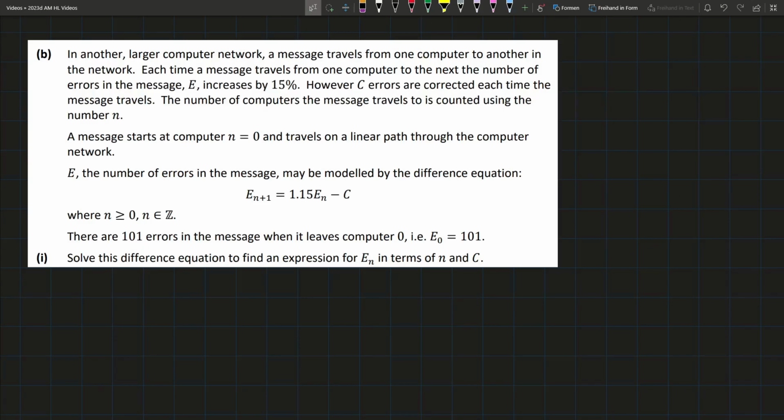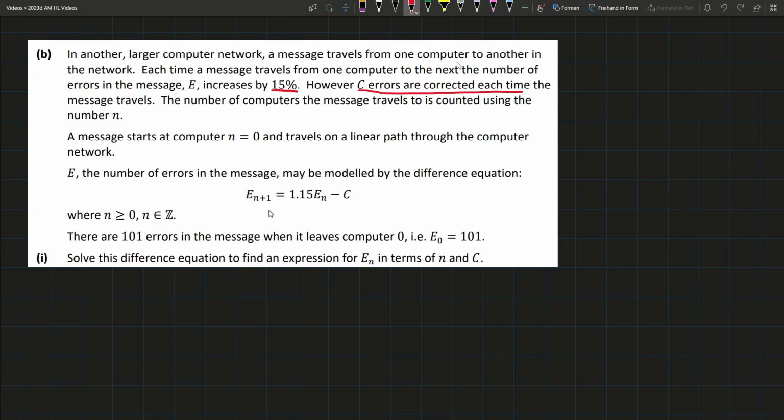So part B is a difference equations question. We're told about this computer network. A message travels from one computer to the other, and every time it travels, the number of errors increases by 15%, and then C errors are corrected each time. The number of computers it travels is counted using the number n. It starts at 0.